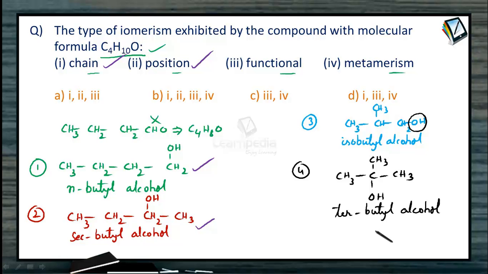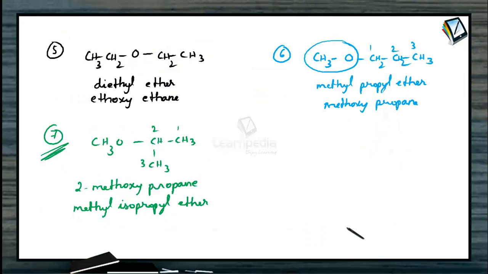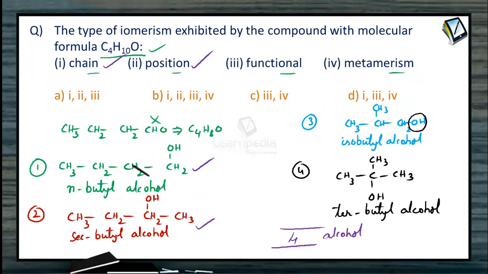So in this way, this organic compound is having 4 different structures which are alcohols. So it is having 4 alcoholic isomers, and this alcohol is a functional isomer of ether, isn't it? Diethyl ether, or all these 3 ethers, they are functional isomers with all these 4 alcohols, because both are having the same molecular formula but they differ in their functional group. So this compound is also exhibiting functional group isomerism.